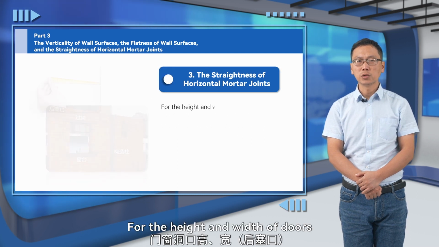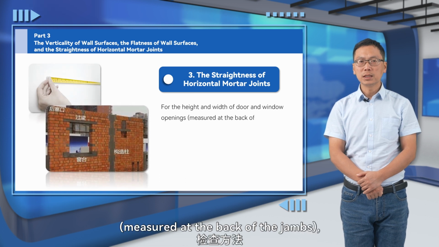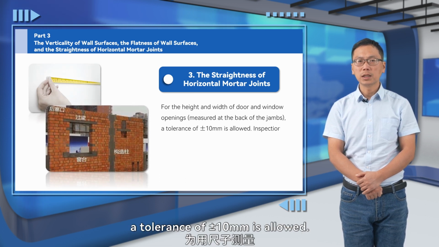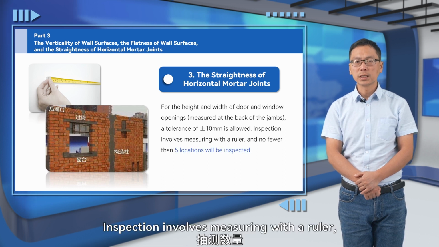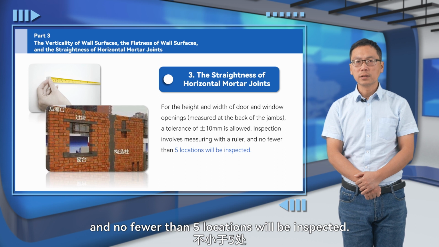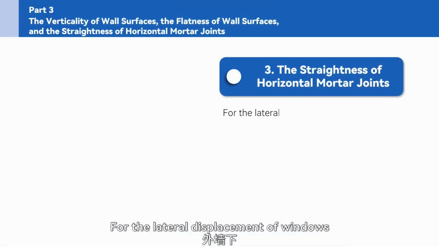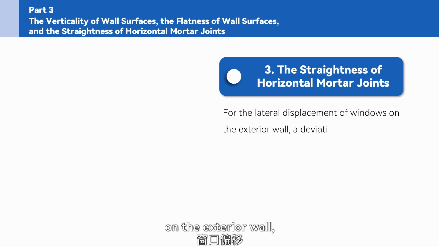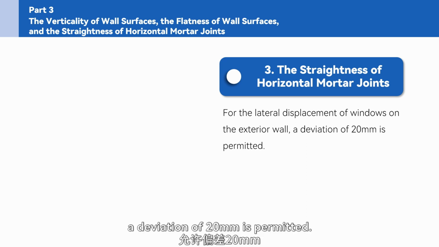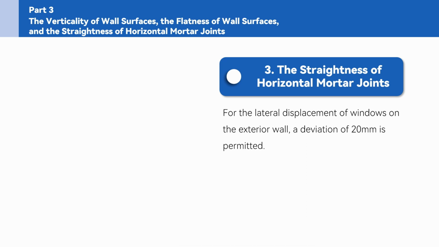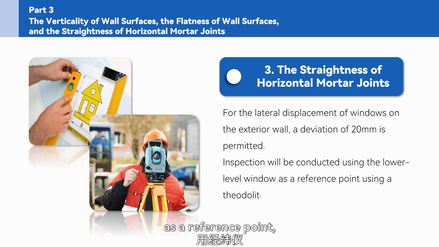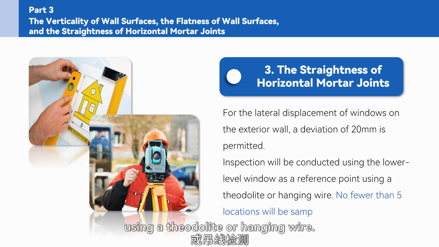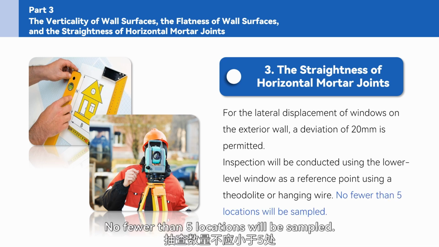For the height and width of doors and window openings, measured at the back of the jambs, a tolerance of plus or minus 10 millimeters is allowed. Inspection involves measuring with a ruler, and no fewer than 5 locations will be inspected. For the lateral displacement of windows on the exterior wall, a deviation of 20 millimeters is permitted. Inspection will be conducted using the lower level window as a reference point, using a theodolite or hanging wire. No fewer than 5 locations will be sampled.